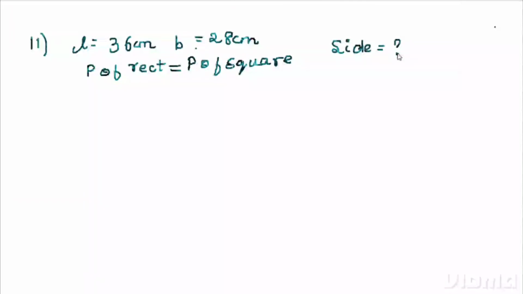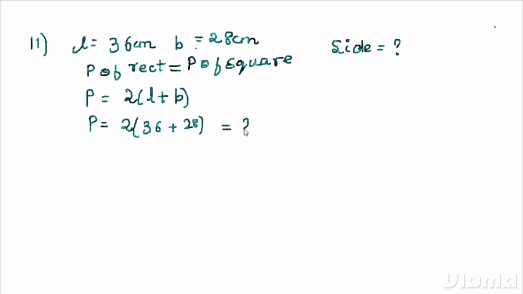Since they have given you the length and breadth, you can find the perimeter of the rectangle. So let's find it. The perimeter of rectangle is 2 times (L plus B). So perimeter will be 2 times (36 plus 28), and then we get 2 multiplied by 64, and I get this as 128 centimeter. So now I have got the perimeter of rectangle as 128 centimeter.